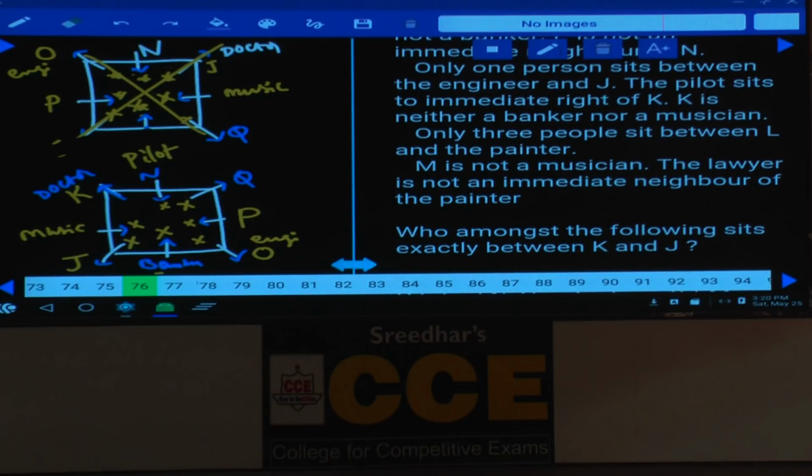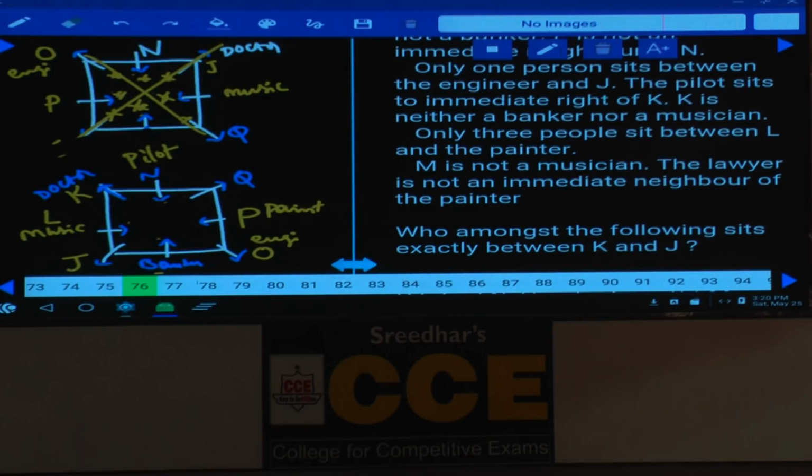L must be the musician, isn't it? As L is the musician here, then the painter is P, because there are 3 persons in between these 2, and only 3 people between L and the painter. M is not a musician. As M is not a musician, tell me where should this M be?